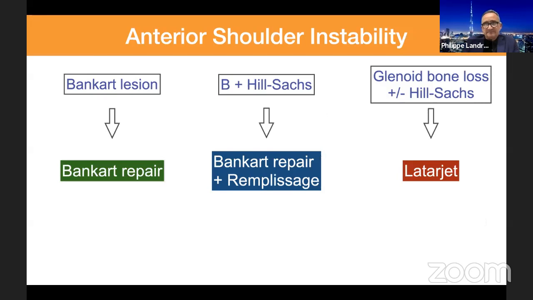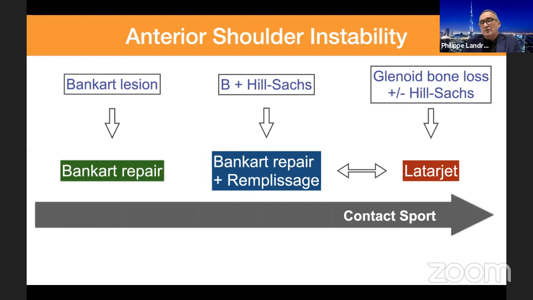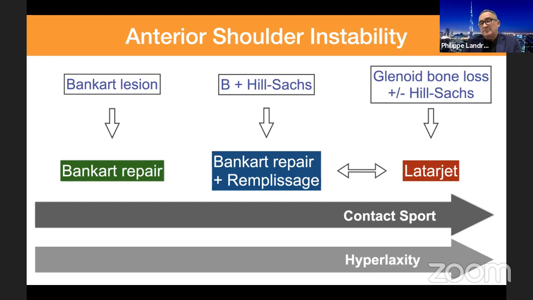So to summarize and conclude, now I like to show this slide, which takes into consideration the ISIS score, but I didn't put the ISIS score because there are other factors that should be taken into consideration. There are three types of surgery in general in 90 to 95% of cases: the simple Bankart repair, the Bankart plus remplissage when there is a Hill-Sachs, and the Latarjet when there is a glenoid bone loss, more or less a Hill-Sachs. And I must admit that sometimes it's difficult to make the decision between the Bankart remplissage and the Latarjet, but to go towards the Latarjet, definitely the contact sport activity and particularly the hyperlaxity, when the hyperlaxity is combined with contact sport, push me to do more Latarjet for this kind of people.